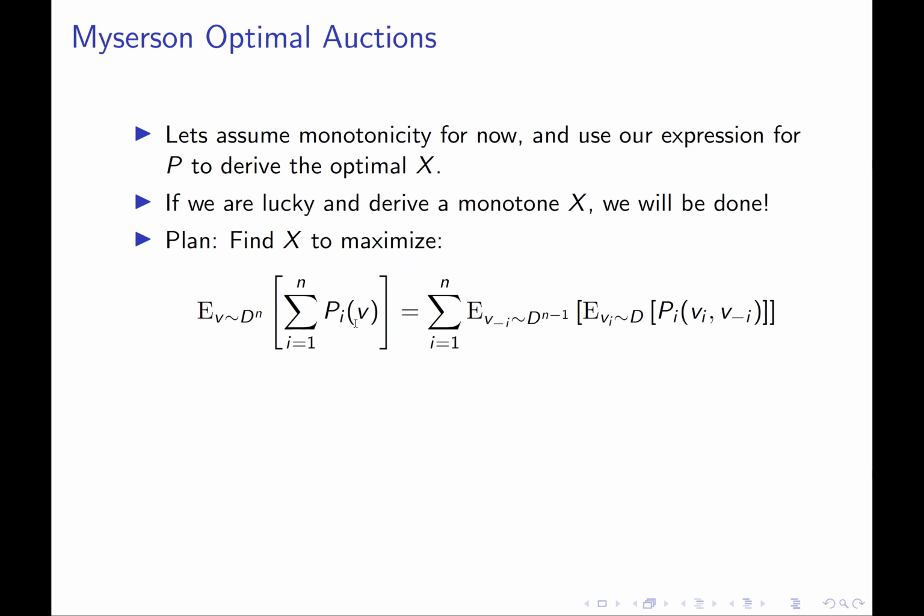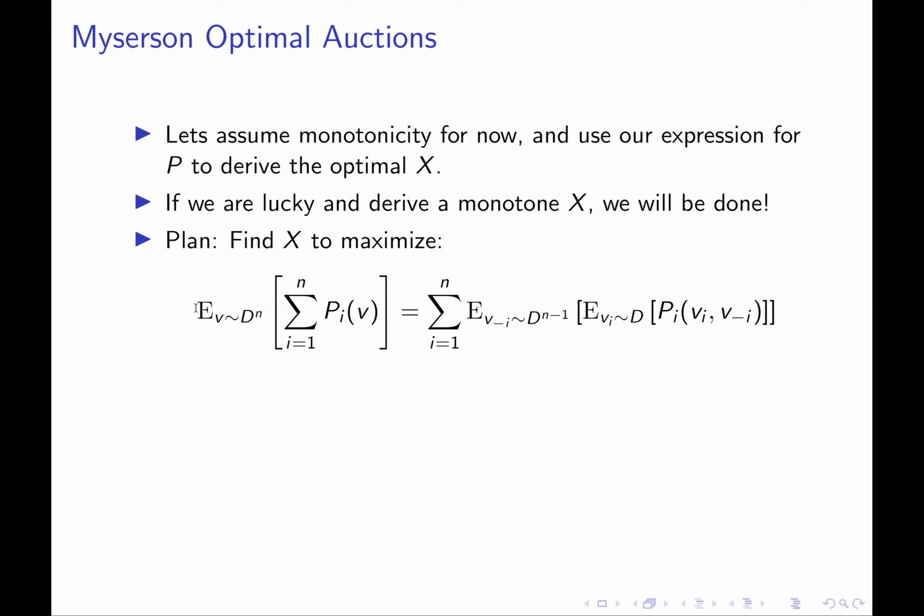First, expectations are linear, so I might as well take the sum outside of the expectation. And second, we're assuming that all of the valuations are drawn independently of one another, right? So bidder 1 draws his valuation, and then bidder 2 draws his valuation. He doesn't care what bidder 1's valuation is. His distribution on valuations is the same independently of what bidder 1 drew, and so on and so forth.